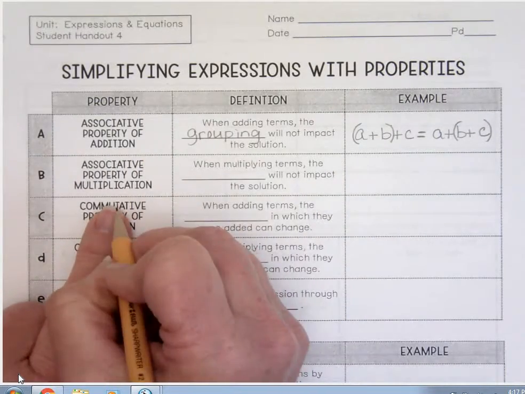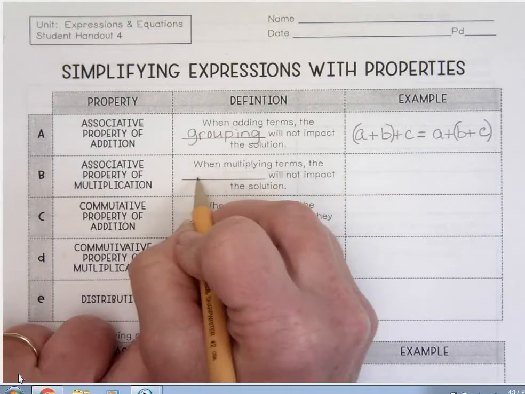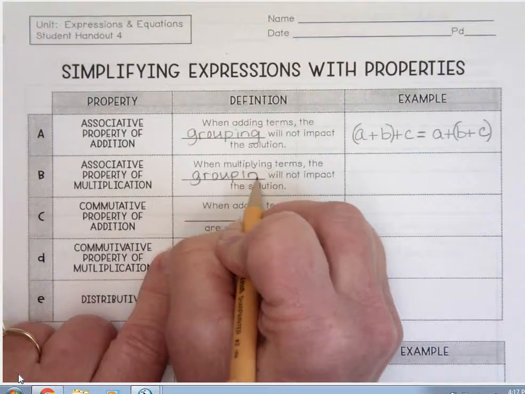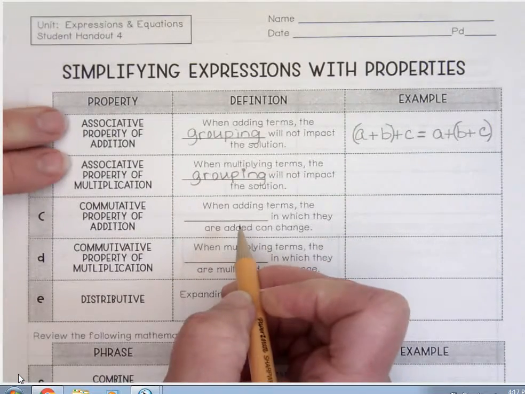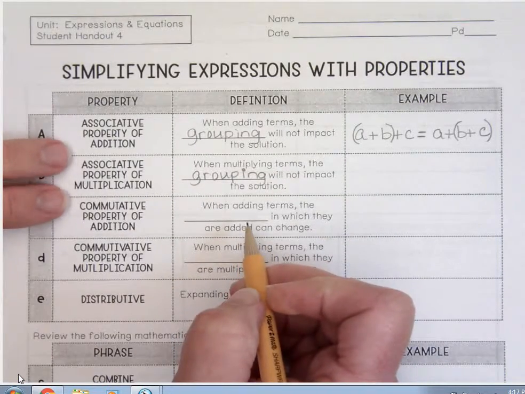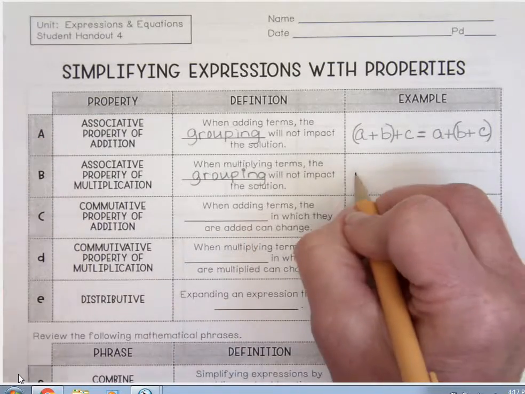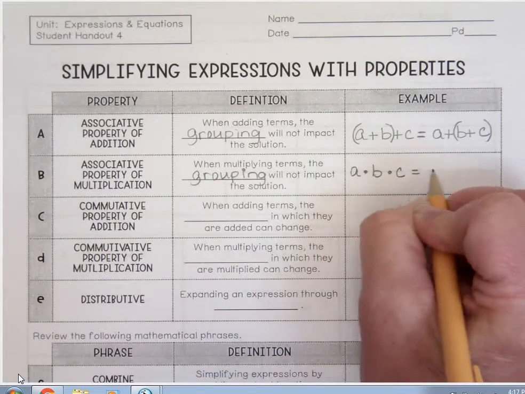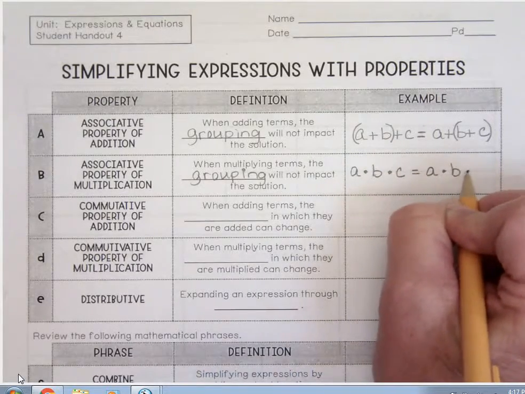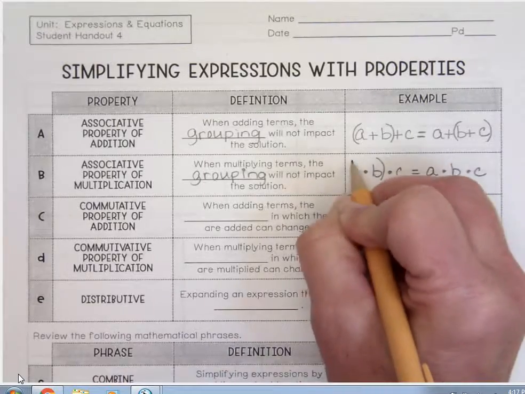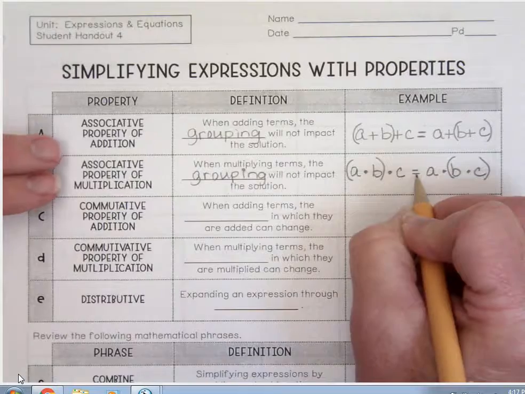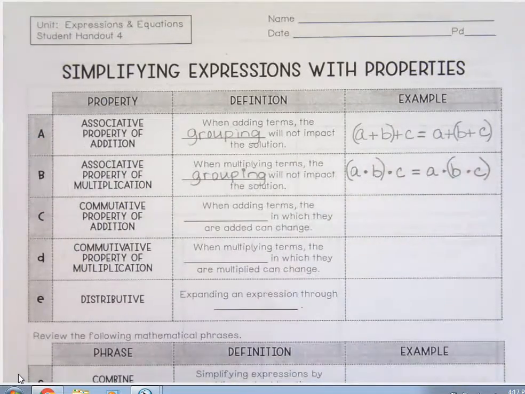On the associative property, when multiplying terms, the grouping will not impact the solution. So basically, the associative holds true for addition and multiplication. Again, if I have 3 factors, keeping them in the same order, but changing their grouping, the associative property proves these 2 expressions would be equal.